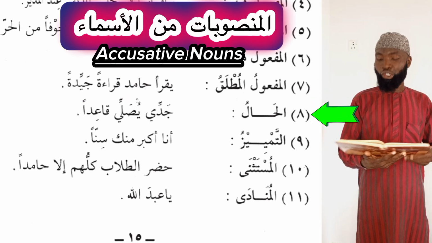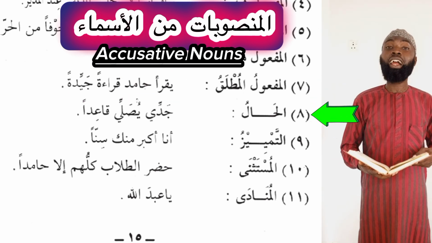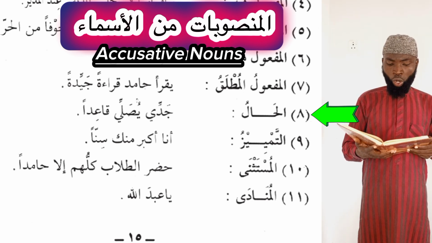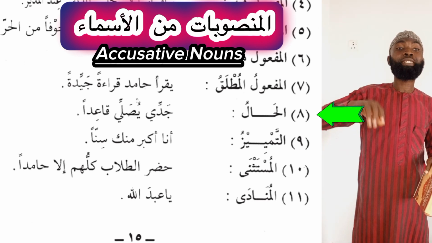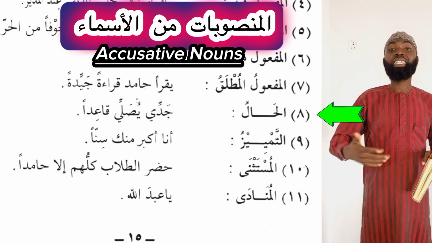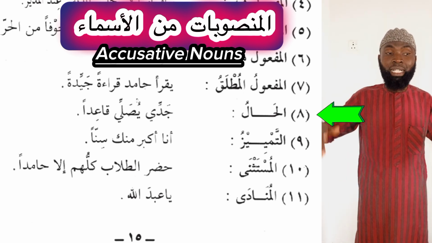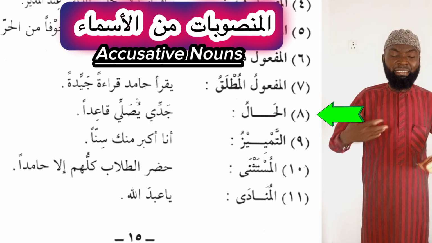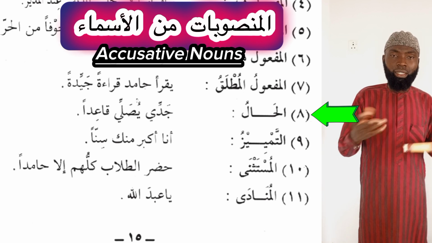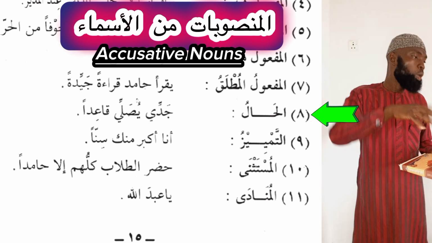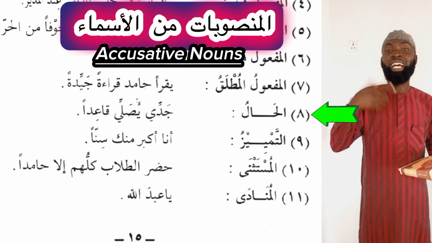Another category which falls under al-mansubat is al-hal. Now what is al-hal? Al-hal means noun of circumstance, or circumstantial noun: the circumstances surrounding an action, the condition behind what you did. That's why you can ask "kayfa halu?", what is your condition? The condition surrounding an action.